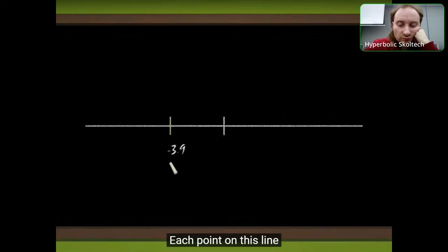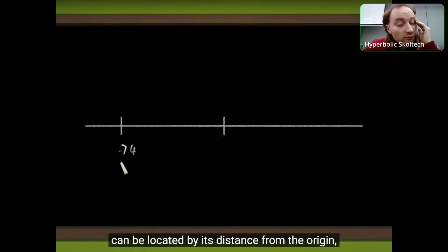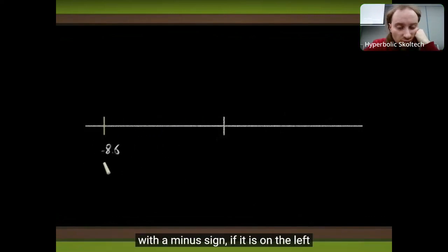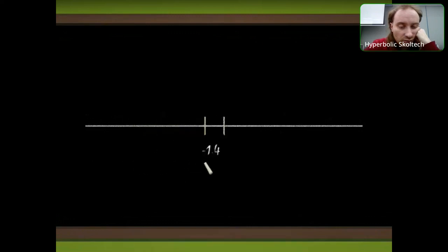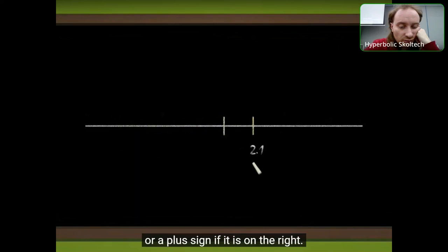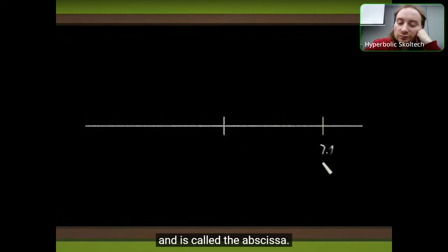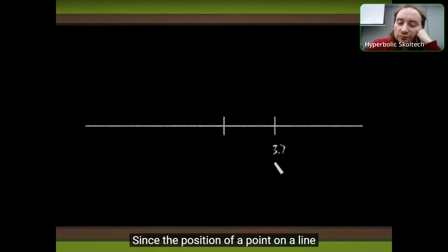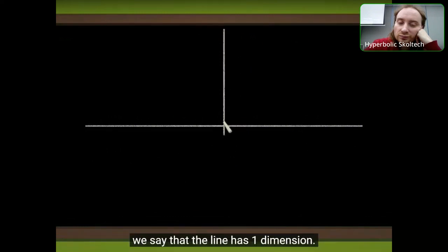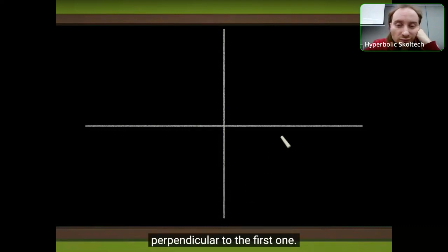Each point on this line can be located by its distance from the origin, with a minus sign if it's on the left, or a plus sign if it's on the right. Usually, the number is denoted by X and is called the abscissa. Since the position of a point on a line can be described by a single number, we say that the line has one dimension.